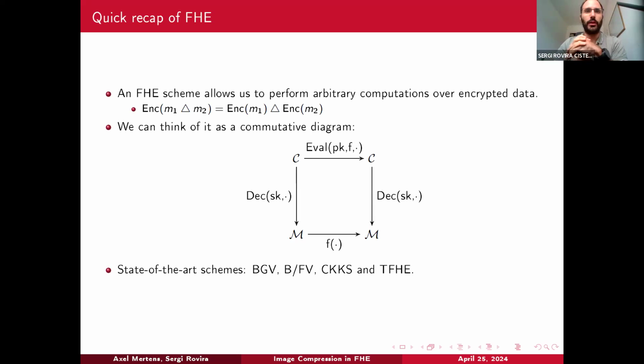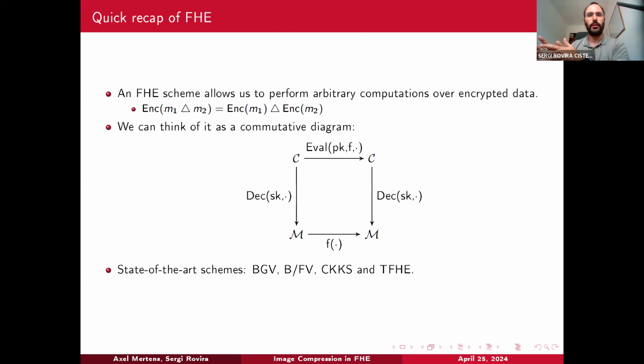I assume that most of the audience already knows this, but FHE allows us to do arbitrary computations over encrypted data without using the secret key. So, for example, we can have two ciphertexts encrypting one message M1 and another M2, and we can do some kind of operation here represented as a triangle. We can think of this as an addition or a product, and the result should be the encryption of the operation as if it was done directly on the underlying plaintext.